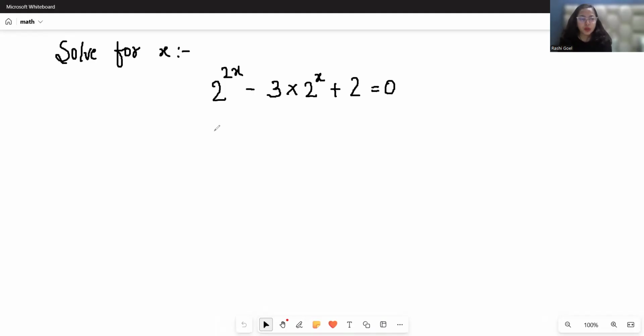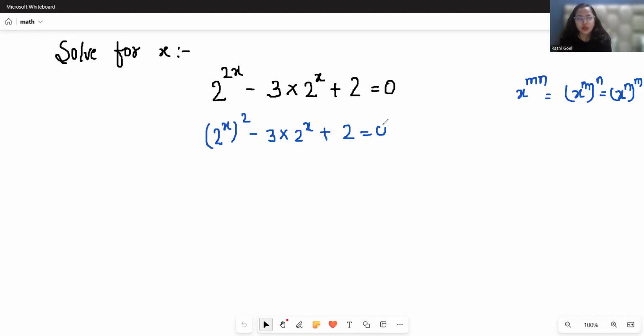So 2 power 2x, I can write it as (2 power x) power 2. According to the exponent rule, x power mn, we can write it as (x power m) power n or (x power n) power m. Minus 3 times 2 power x plus 2 is equal to 0.